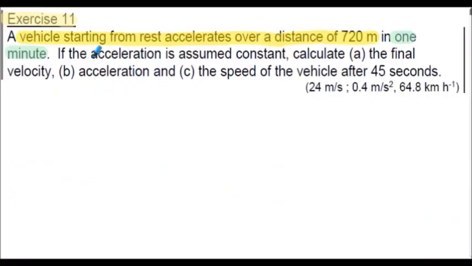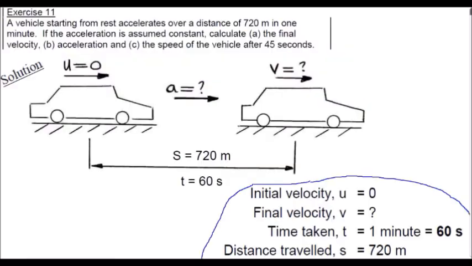If the acceleration is assumed constant, we have to calculate A, the final velocity, B, the acceleration, and C, the speed of the vehicle after 45 seconds. I'd encourage you to stop the presentation and attempt exercise 11, but a full worked solution is shown on the following slides. Exercise 11, commencement of the solution.